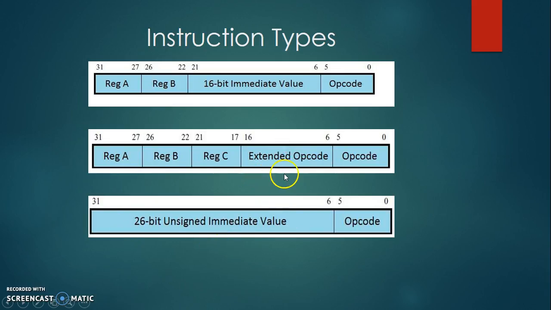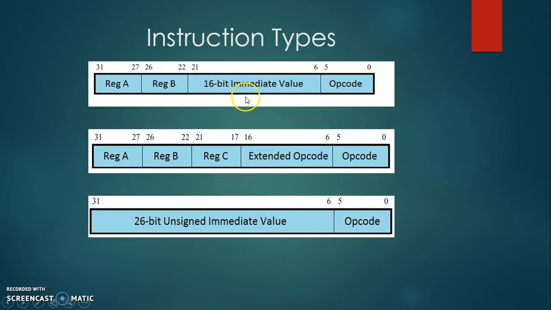Then we will look at the instruction types. In all the instruction types, usually the last 6 bits of the instruction field are reserved for the opcode. Then, depending on the instruction type, the remaining bits vary. This is for the I type, this is for the R type, and this is for the J type.